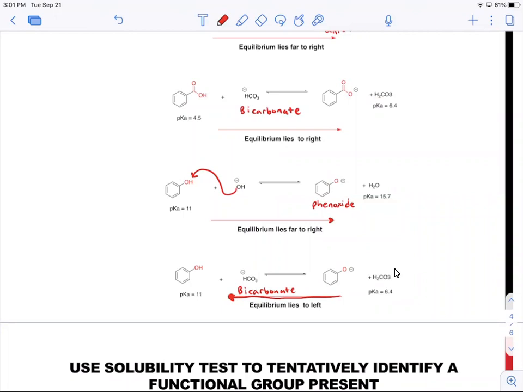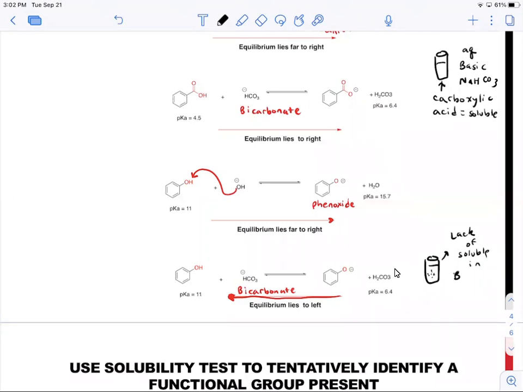So if you were to take an additional test tube in your test tube solubility test, if you take an aqueous basic solution of sodium bicarbonate with the carboxylic acid, you'll notice a clear or homogeneous soluble solution. However, with the phenol, you will notice a lack of solubility in the bicarbonate.